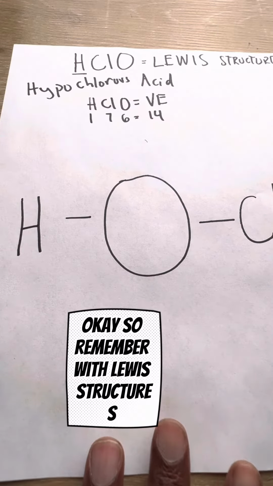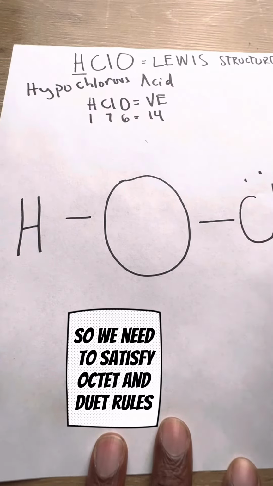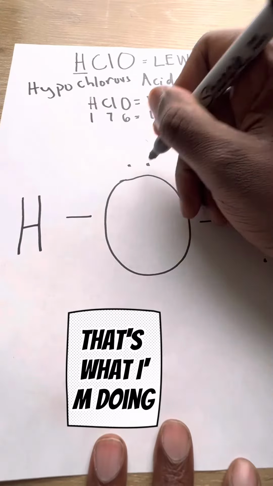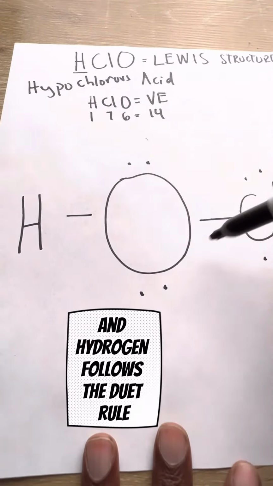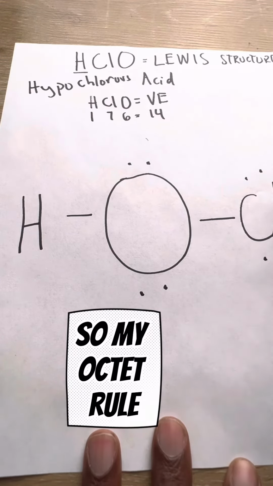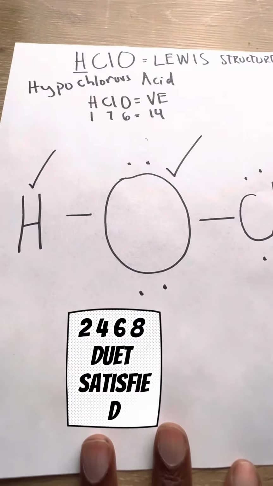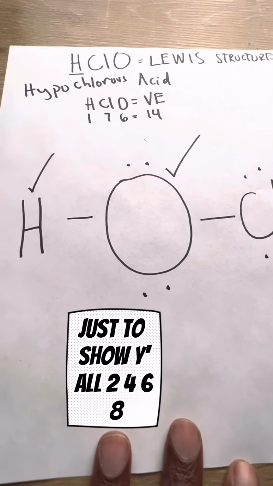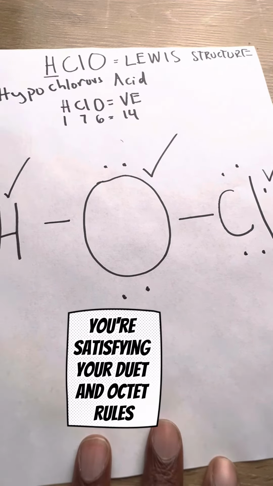So remember with Lewis structures, we have to use all 14 of our electrons. So we need to satisfy octet and duet rules. Chlorine needs to satisfy the octet rule. So on the far right, that's what I'm doing. I'm filling in 8 electrons. Oxygen follows the octet rule, and hydrogen follows the duet rule. So we need to satisfy all rules. So my octet rule is satisfied with my oxygen, 2, 4, 6, 8. Duet satisfied, and my chlorine is satisfied too. Let me move this over just to show y'all. 2, 4, 6, 8. So you always want to make sure you're satisfying your duet and octet rules for your Lewis structures.